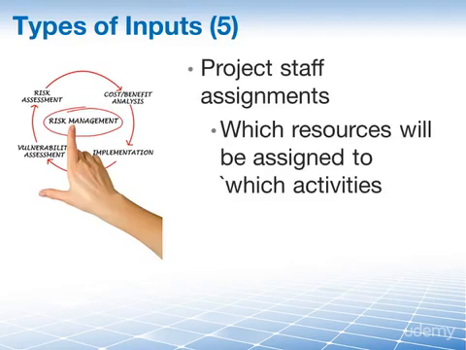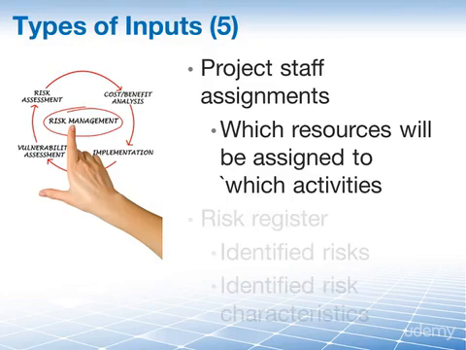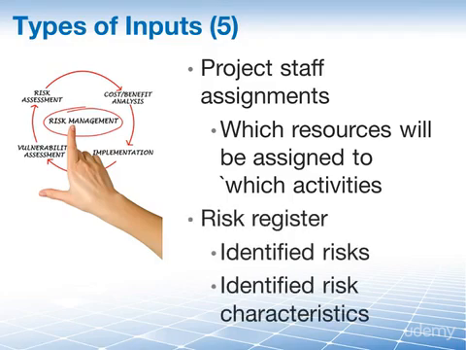We are moving on to the project staff assignments. They specify which resources are assigned to each project activity. For example, Joe is assigned to activity A and Avantika is assigned to activity B. We also use the risk register. It provides detail of all identified risks and their respective characteristics that affect the project schedule model. For example, if it rains, then activity A will take twice as long.